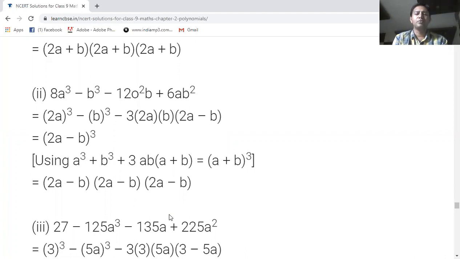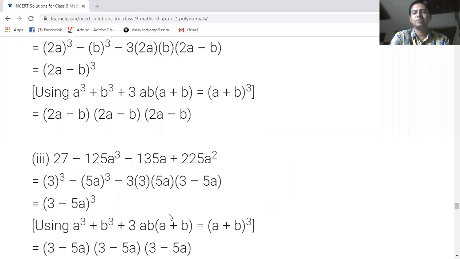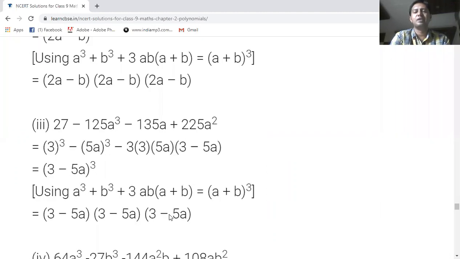Now for 135a, we can take 45a common, that is 3 into 3 into 5a, 3ab. Taking 3 into 3 into 5a common, we are left with (3 − 5a). So we have a³ − b³ − 3ab(a − b). This is nothing but (3 − 5a)³. The answer is (3 − 5a)(3 − 5a)(3 − 5a) in the factorized form.